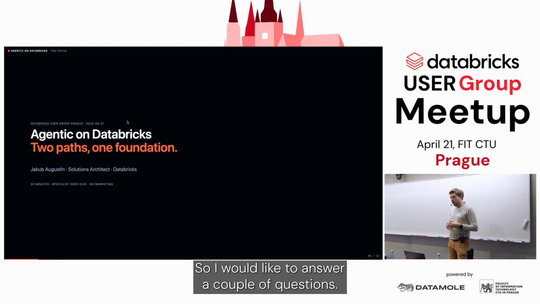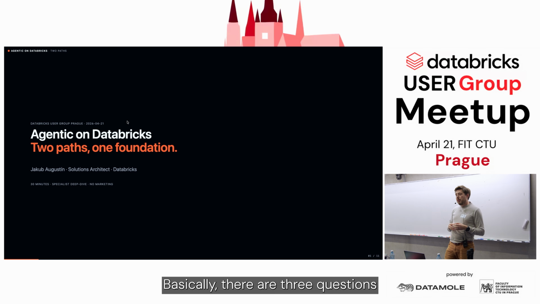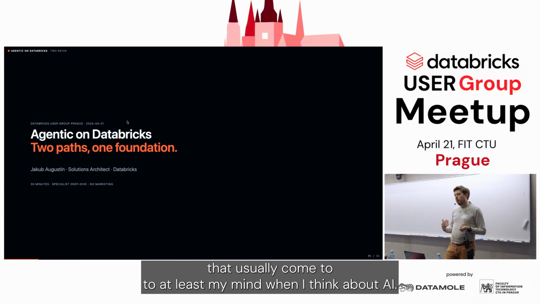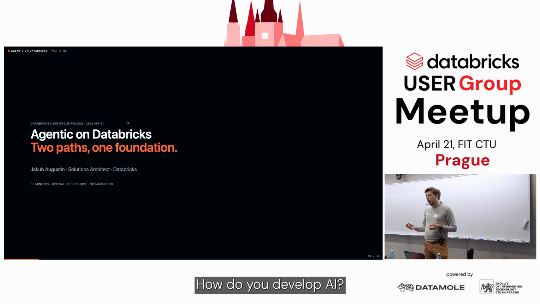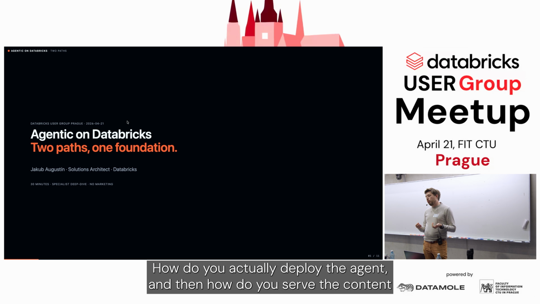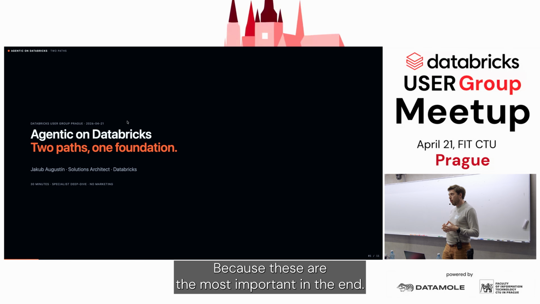So I would like to answer a couple of questions. Basically, there are three questions that usually come to my mind when I think about AI. How do you develop AI? How do you actually deploy the agents? And then how do you serve the content to the end users? Because these are the most important in the end.